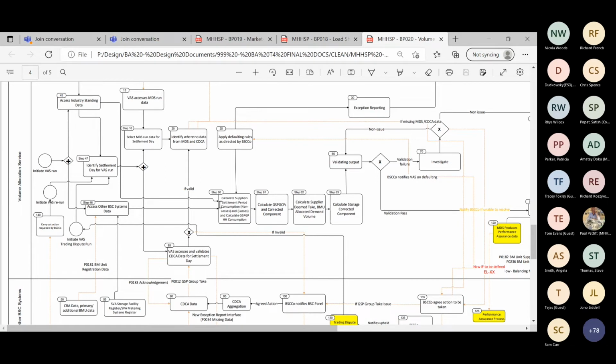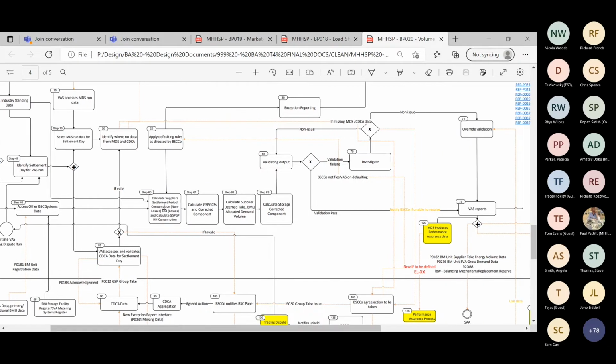So all of that data goes in, and then the volume allocation service will start doing the calculations for each of those balancing mechanism units. It will then calculate the GSP group correction factors, as I've mentioned, that will be for import and for export. And once it's done that, it will have corrected data. It will have the BM unit allocated demand volume, which goes on into the imbalance settlement calculations.